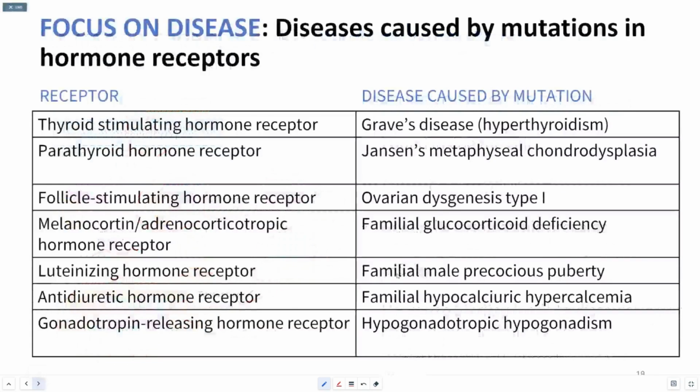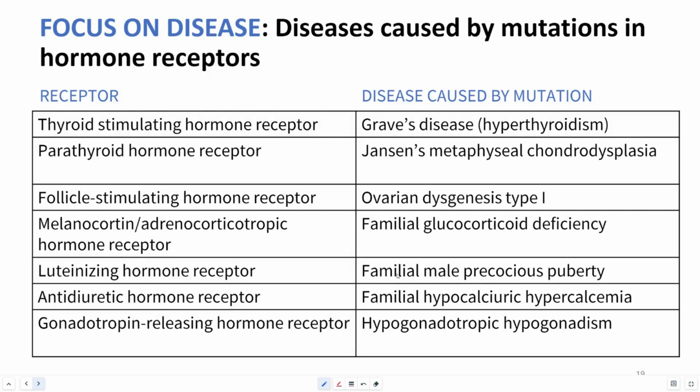There are some diseases that are caused by mutations in these hormone receptors. Let's take a look. Graves' disease, also known as hyperthyroidism, is when there's a mutation on the thyroid-stimulating hormone receptor. Another one called Jansen's metaphyseal chondrodysplasia is a disease in which the mutation occurs on the parathyroid hormone receptor. Ovarian dysgenesis type 1 is when there's a mutation on the follicle-stimulating hormone receptor. Familial glucocorticoid deficiency is when there is a mutation on the adrenocorticotropic hormone receptor.